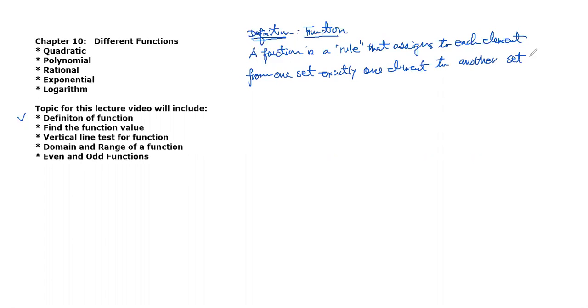Okay, so what does that mean? For example, here, this is my X, this is my Y, and I have different X values here.